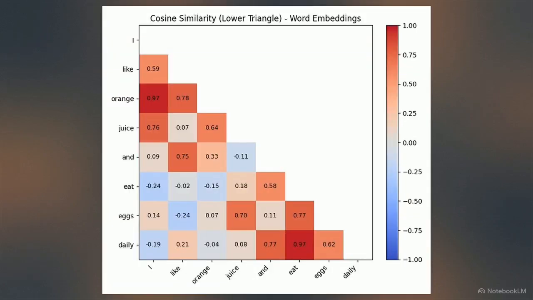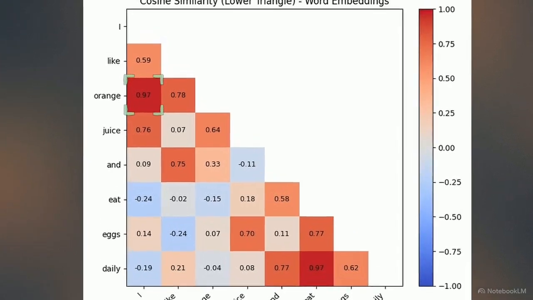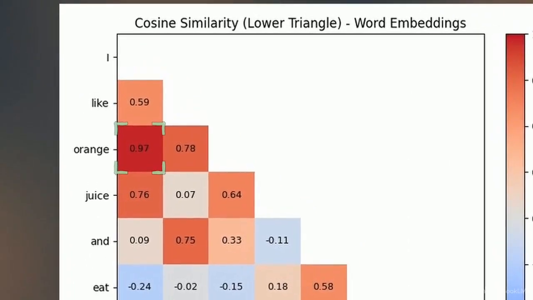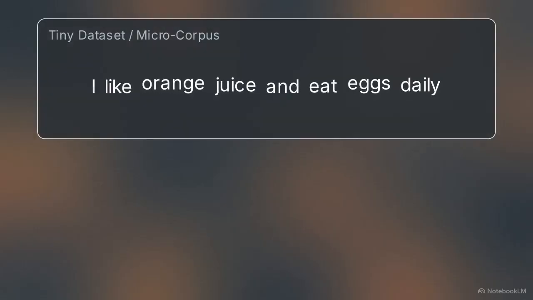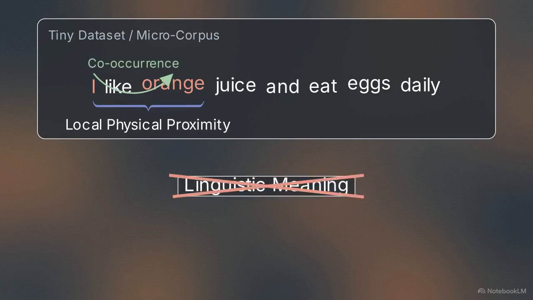This cosine similarity heat map displays our microcorpus results. Values near 1 indicate strong geometric alignment. The model grouped eat, eggs, and daily together based on their co-occurrence. But notice the 0.97 correlation between orange and I. Semantically, this is incorrect. On tiny datasets, Word2Vec strictly captures local physical proximity. It shows that the model identifies patterns of co-occurrence rather than linguistic meaning.